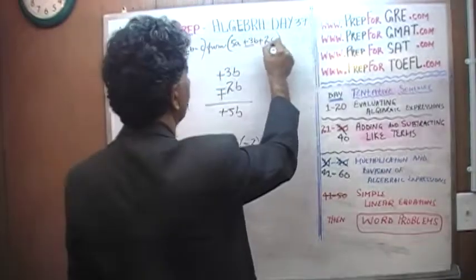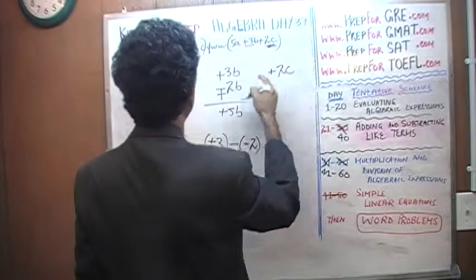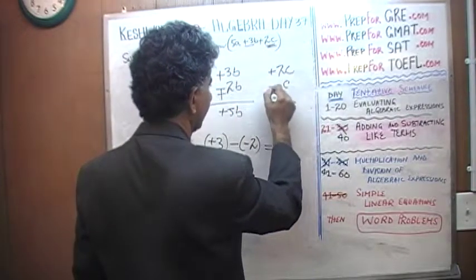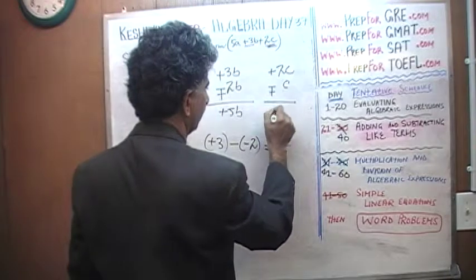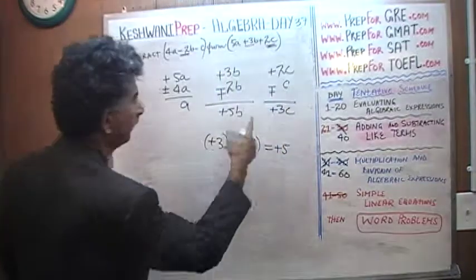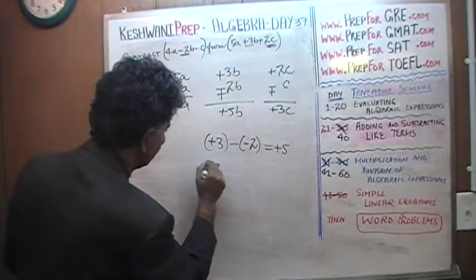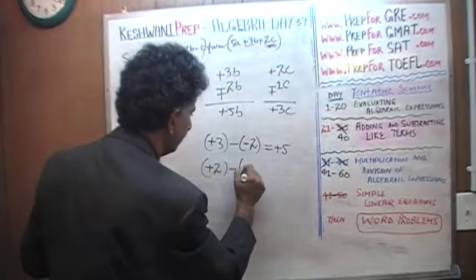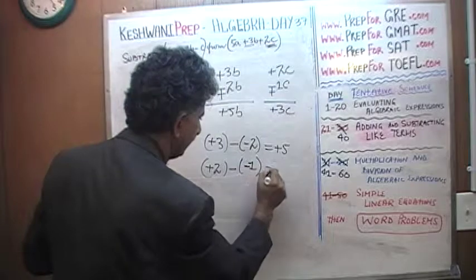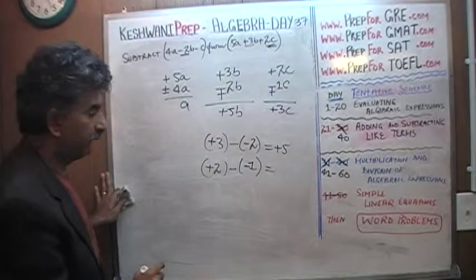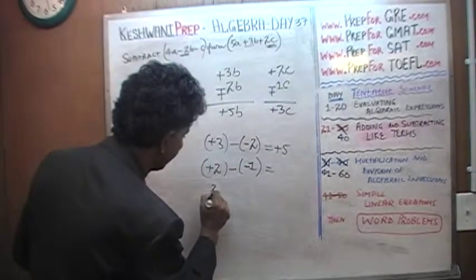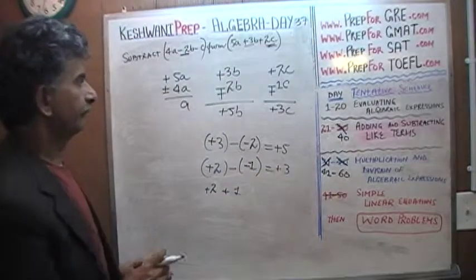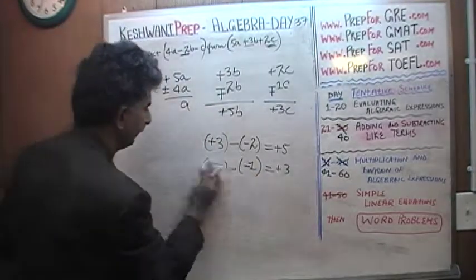Let's do the last one. We have positive 2c and a negative c. Again, we have a negative c, and we are subtracting it, so it becomes positive, and we end up with a positive 3c. Let's do it here. Positive 2 minus a negative 1. Minus a negative 1, and a negative and negative is going to become positive, and we'll end up with positive 2 and a positive 1, giving us a positive 3. Now we're going to show the whole process.